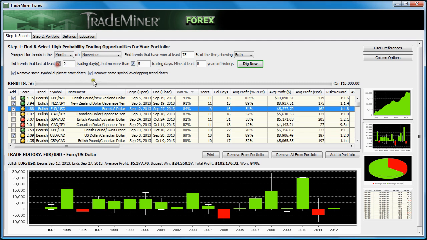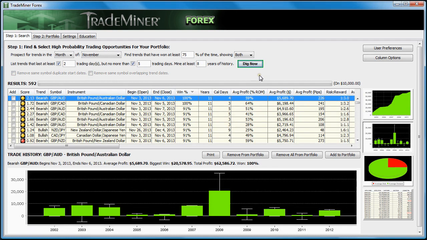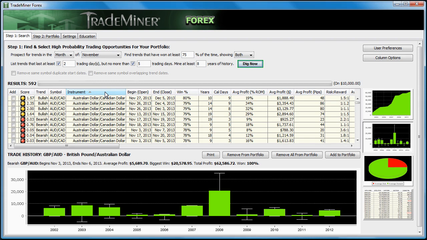This has to be 2 because you can't do just 1. So list trades that last at least 2 trading days, but no more than 5 trading days. I'm going to go back just about 8 years of history. I'm going to turn off the remove duplicate symbols and overlapping trade dates. When I do that, I get a nice little list of the different instruments, the different currency pairs. Then I can come down through them and find my favorite currency pair.